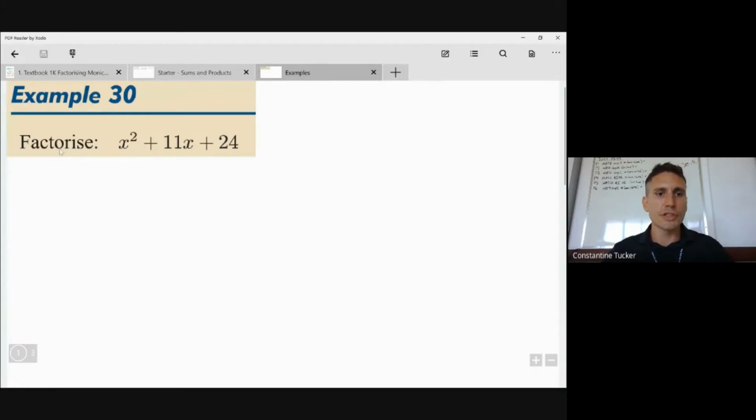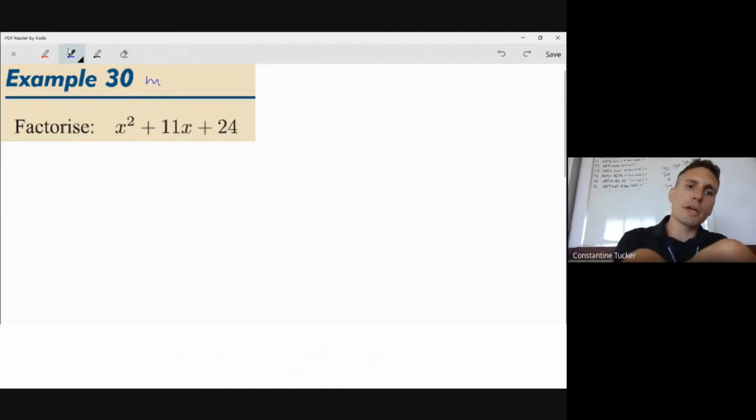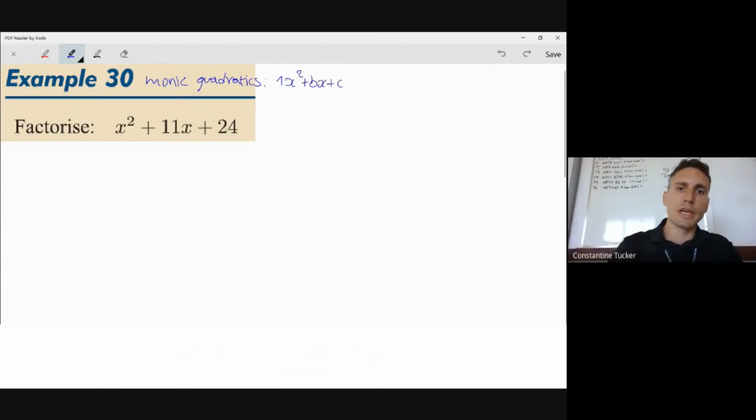So here, factorizing a quadratic expression like this one here. This expression on the right is called a monic quadratic. Monic means that the number in front of x squared is 1. So they are of this form, 1x squared plus bx plus c. This would be a monic quadratic like this one here.